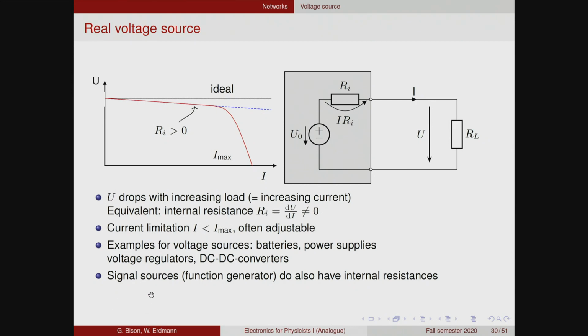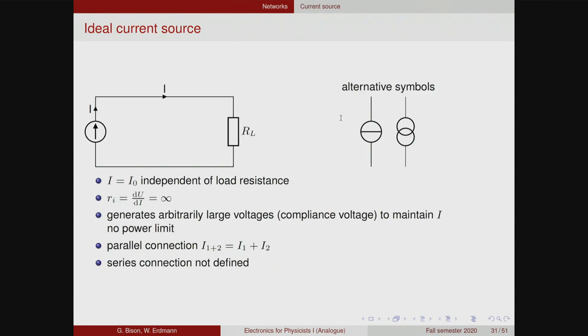Also important are signal sources, function generators, even more so because they typically have larger internal resistances. And so if you do not take this into account, the signal level that you get on the output of a function generator might not be what you expect.